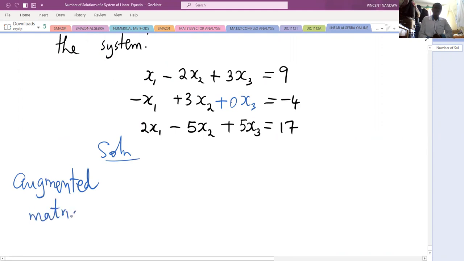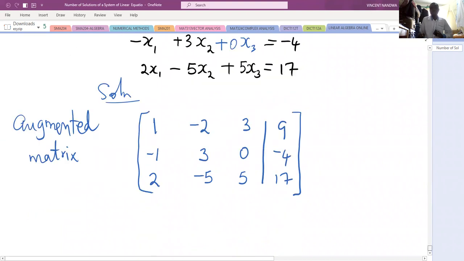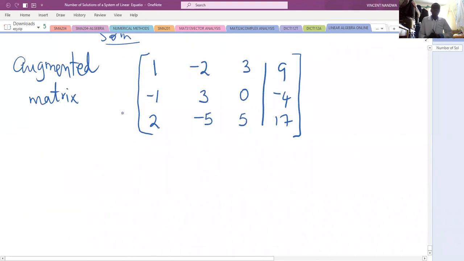becomes 1, minus 2, 3; minus 1, 3, 0; 2, minus 5, 5; and then 9, minus 4, 17. So this is step 1, to write the system in augmented form.